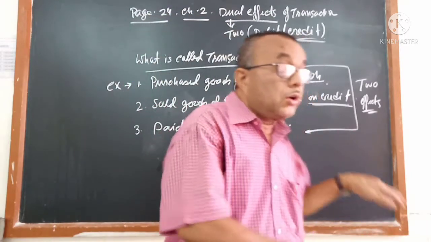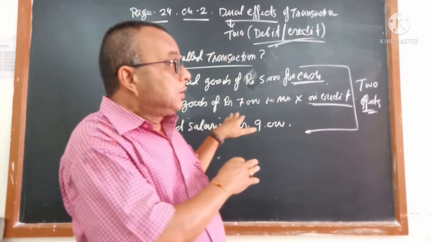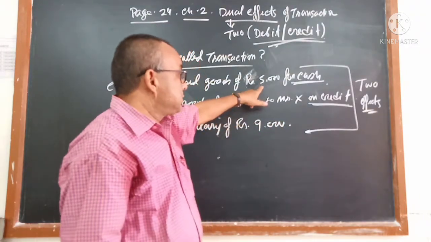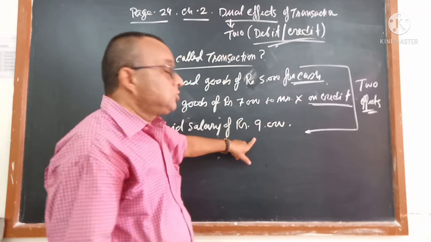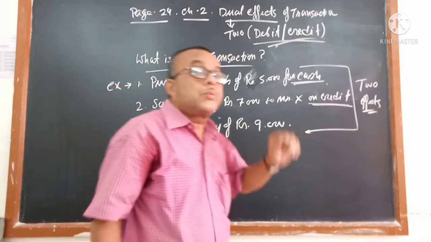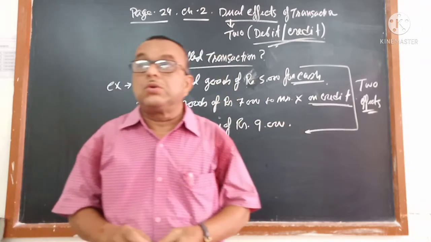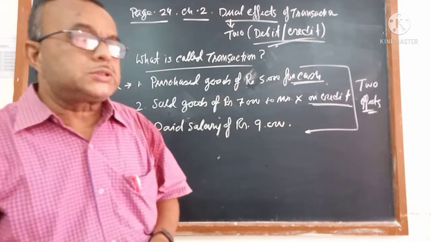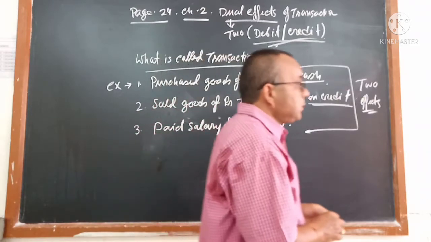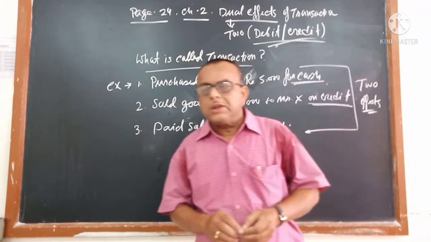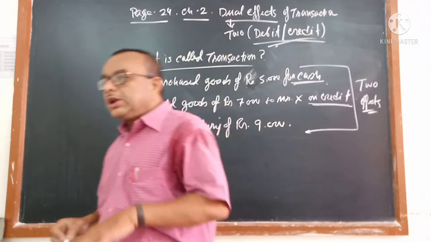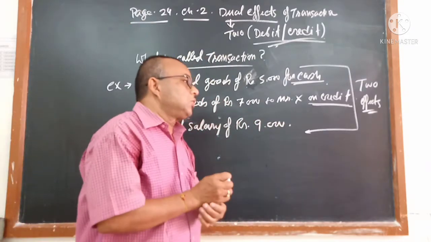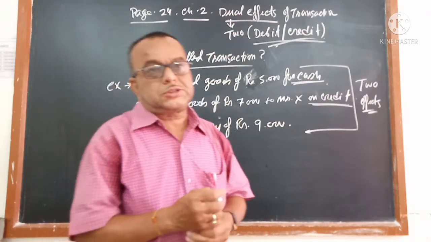But before explaining the two effects, one more point you have to understand. Some of the transactions I already explained: one was a credit transaction, and the other two were cash transactions. This is a cash transaction, this is a credit transaction, and this is also a cash transaction. First of all, you have to know how we will find out whether it is a cash transaction or a credit transaction. Once you are able to find that out, it will be easy for you to find the next step, which is called the two effects or the dual effect of the transactions.